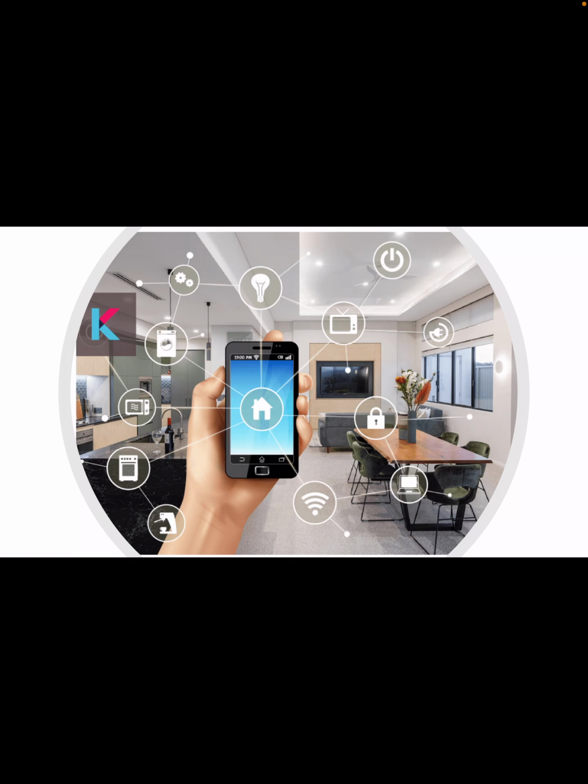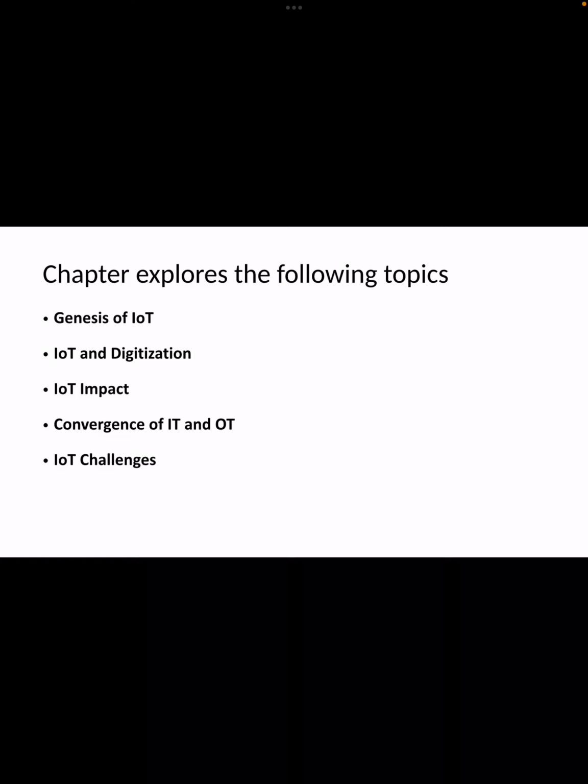Your entire house is totally covered by IoT, which is referred to as smart, or in general we call it automation, general automatic controlling of your entire house. So we will try to understand how exactly the IoT evolution came into existence: what is IoT and digitization, IoT impact, convergence, IT and OT, and IoT challenges.